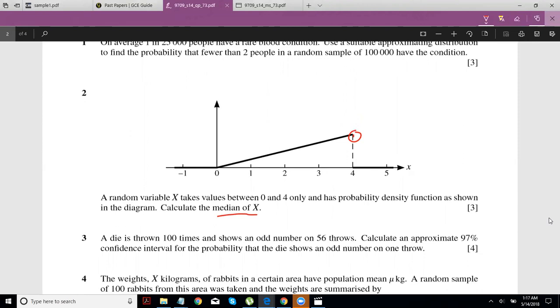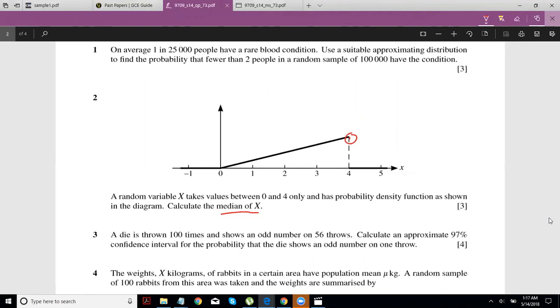So understand that the complete area behind a probability density function is always equal to 1, because your total probability always has to equate to 1. And the area for a triangle is half into base into height, where your base is basically the horizontal distance, like so, that is 4, and your height is the vertical distance, like so, which you do not know, so that is y. Just using y to denote it.